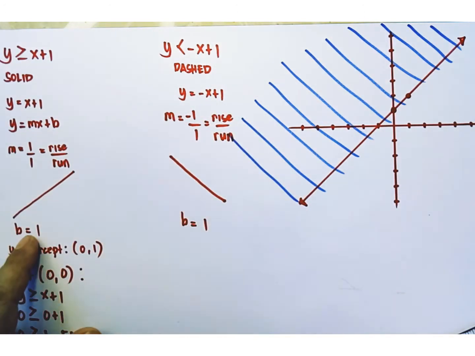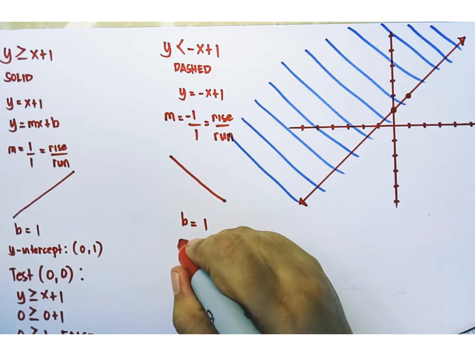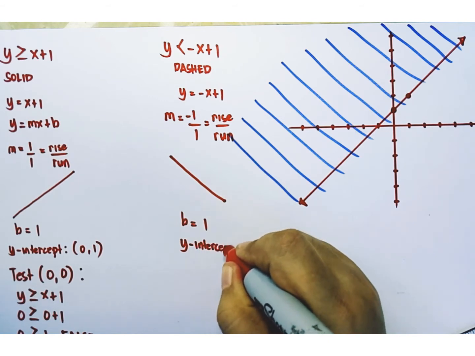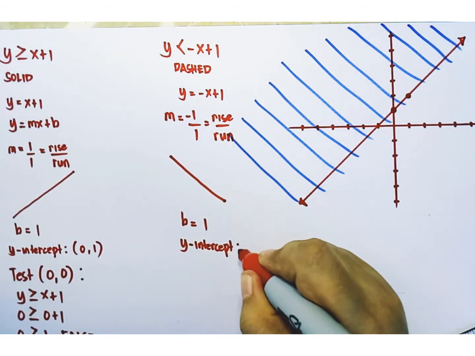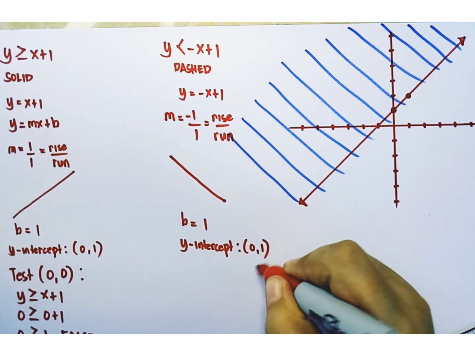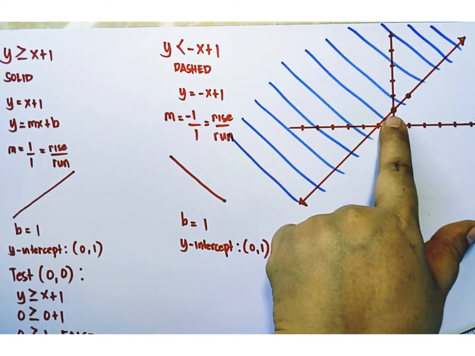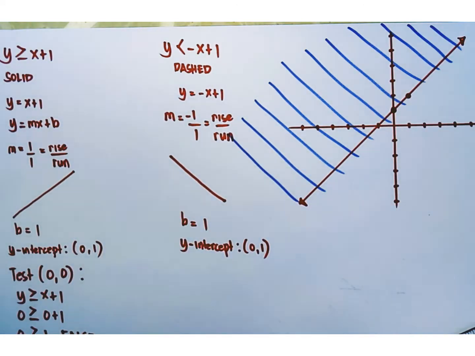It's the same as the value of b in the first equation. So the y-intercept is the same for both equations. We have 0, 1. So this is also the first point for the second inequality.